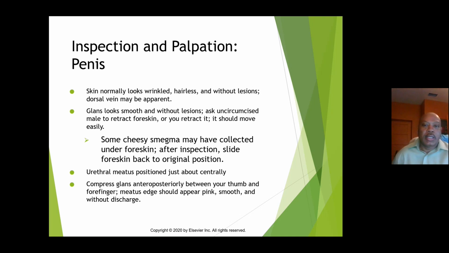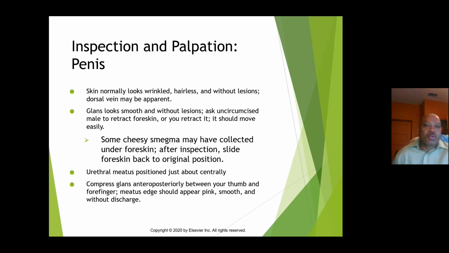Now, there is a condition wherein you cannot actually retract the foreskin, and they call it phimosis. It's a narrowed opening of the prepuce so that the foreskin cannot retract. There's also another term called paraphimosis, and this is painful constriction of the glans by the retracted foreskin. So it would be more impossible to retract the foreskin of those types of patients.